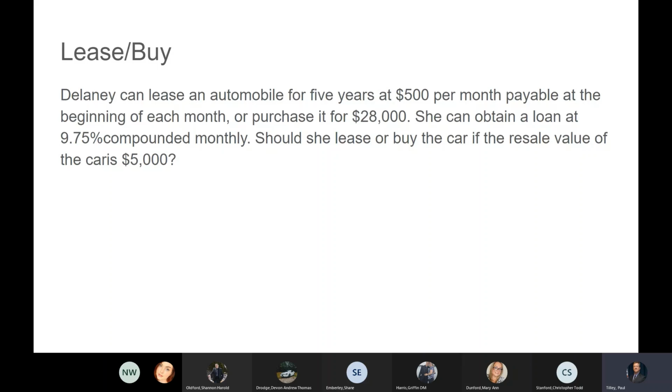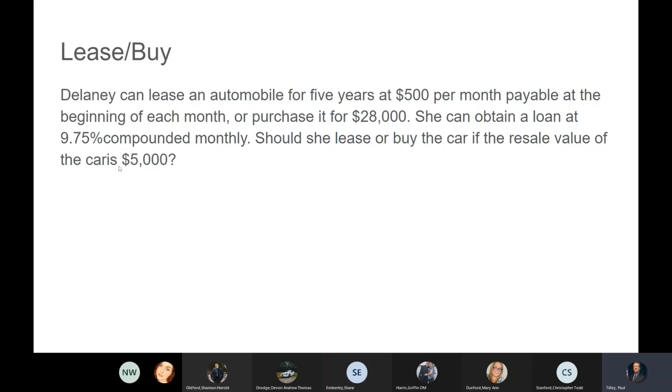Okay, another thing we looked at was making a decision, as part of capital budgeting, looking for the least cost option for leasing or buying. So Delaney can lease an automobile for 5 years at $500 a month, payable at the beginning of each month. Again, a lease payment is usually at the beginning of the month, and in this case that is what it says, so that gives us an idea that it's an annuity due. Or she can purchase for $28,000. She can obtain a loan at 9.75% compounded. Should she lease the car or buy the car?